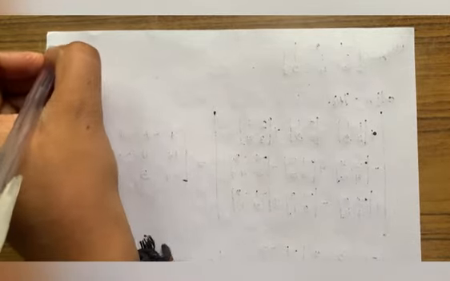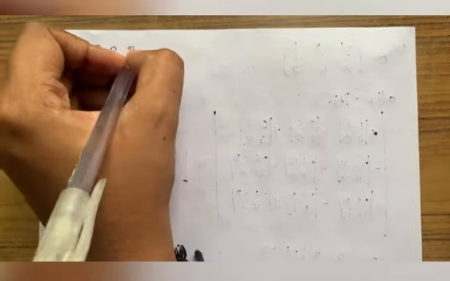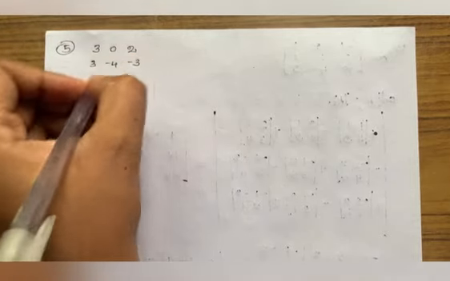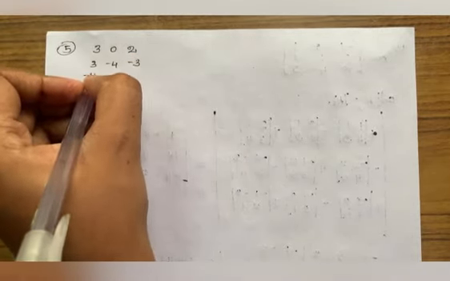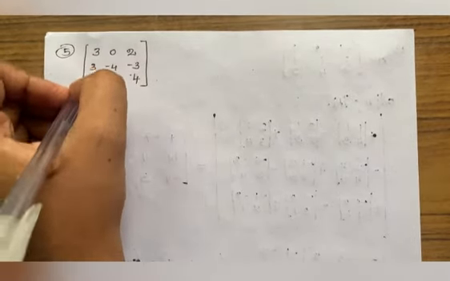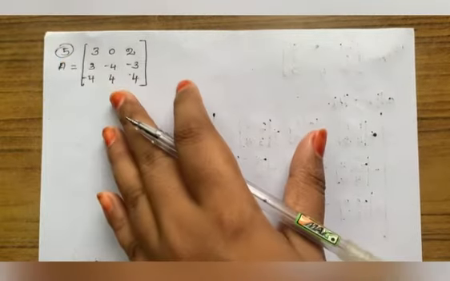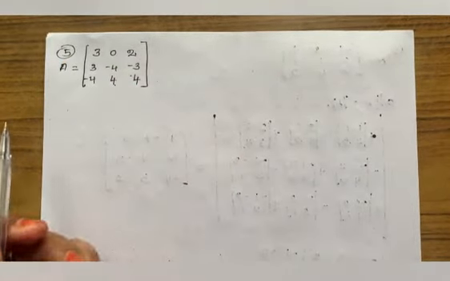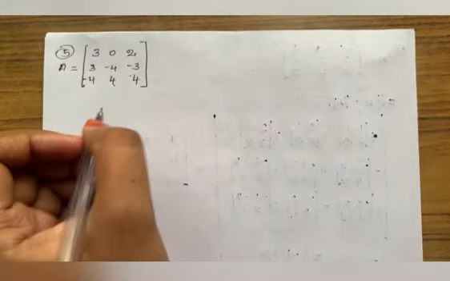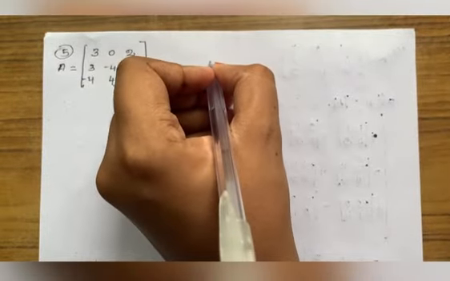Question number 2, for the 3 by 3 matrices. My matrix is 3 0 2, 3 minus 4 minus 3, and minus 4 4 and 4. That is my matrix A. So first, for here, I'm going to find the determinant of this one by using the copy method.